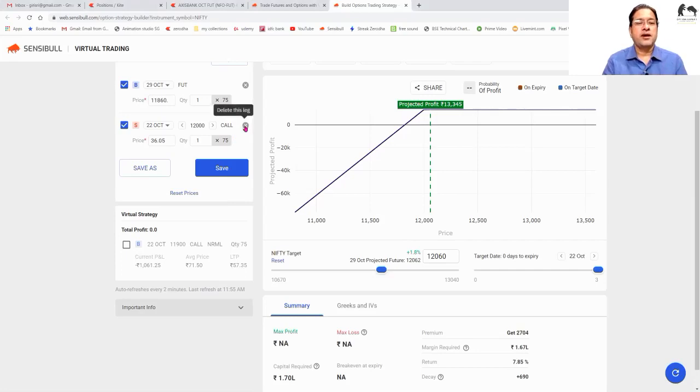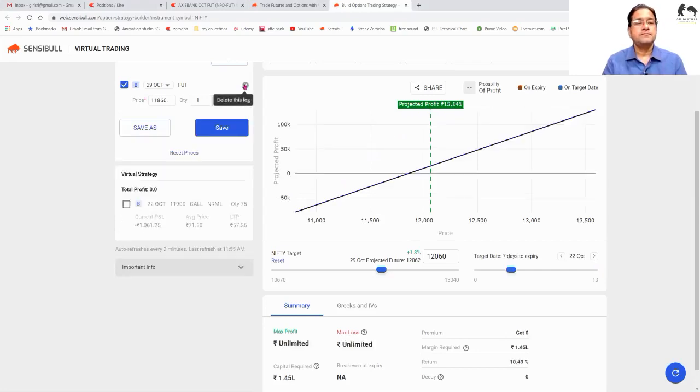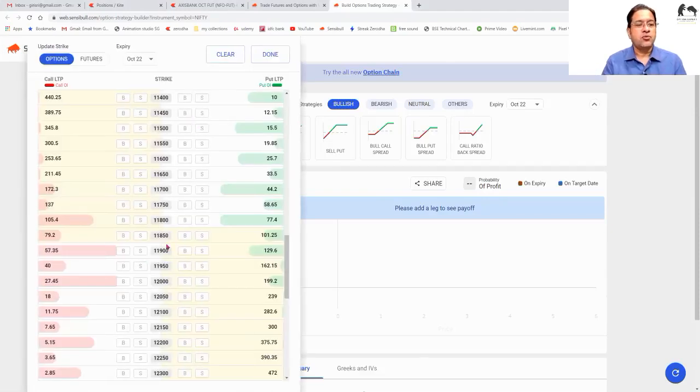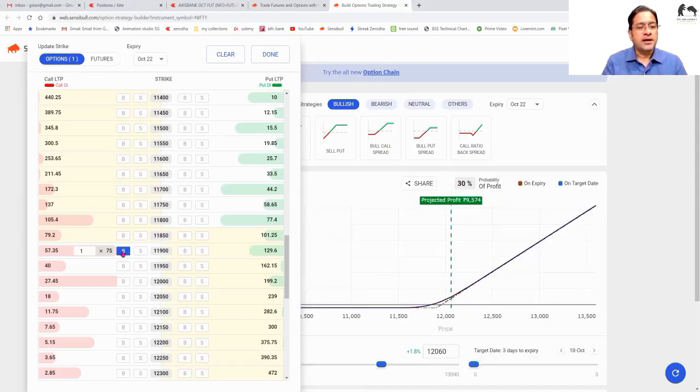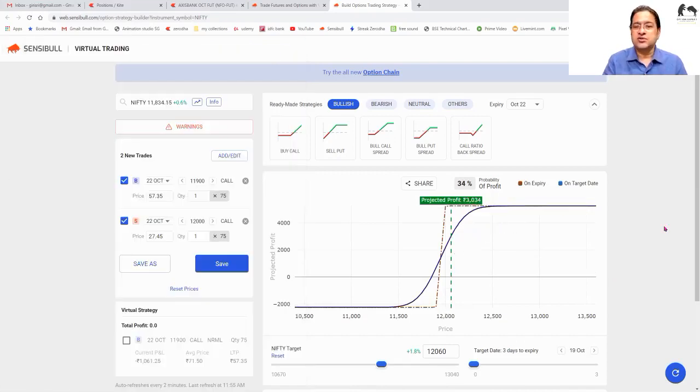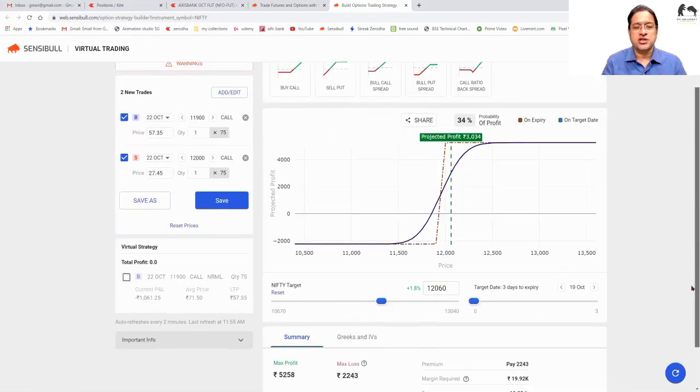Okay, let me take the trade. I'm going long at a particular strike price. Let's say I go long at about the current market, 11,900, but I also would like to sell because I feel that the market is likely to close below 12,000. I also would like to go sell this.